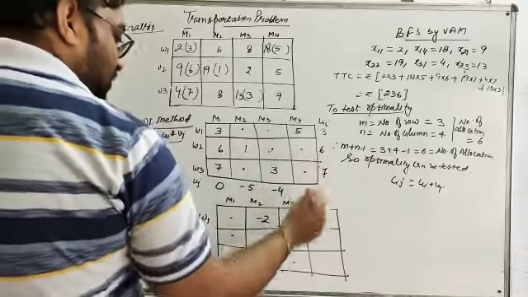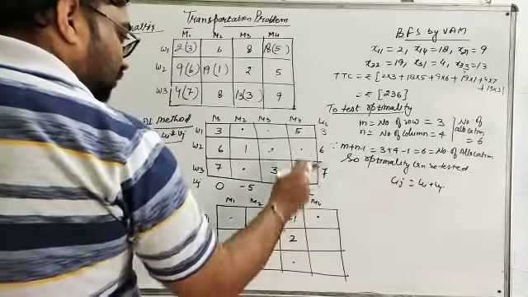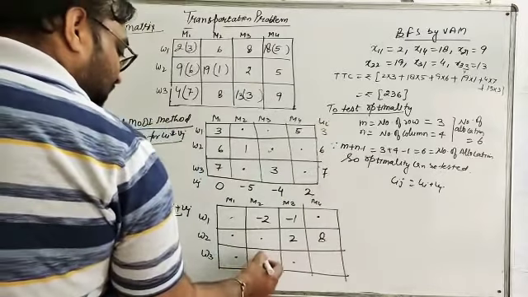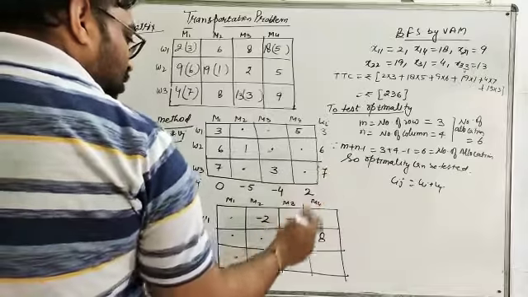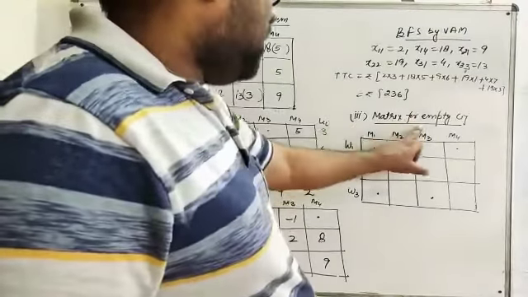For this, minus 4 and 3, minus 1. For this, minus 4 and 6, 2. For this, 2 and 6, 8. For this, minus 5 and 7, that is 2. For this, 2 and 7, that is 9. Moving on to the next step, matrix for empty Cij.